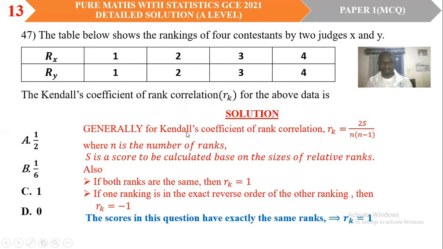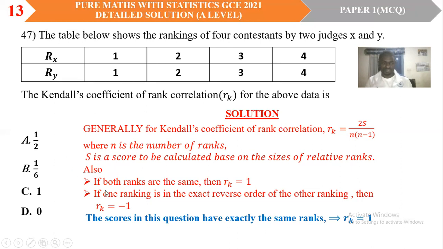Generally, for Kendall's coefficient of rank correlation, RK is always given by 2S over n into n minus 1, where n is the number of ranks. S is a score to be calculated based on the sizes of the relative ranks.